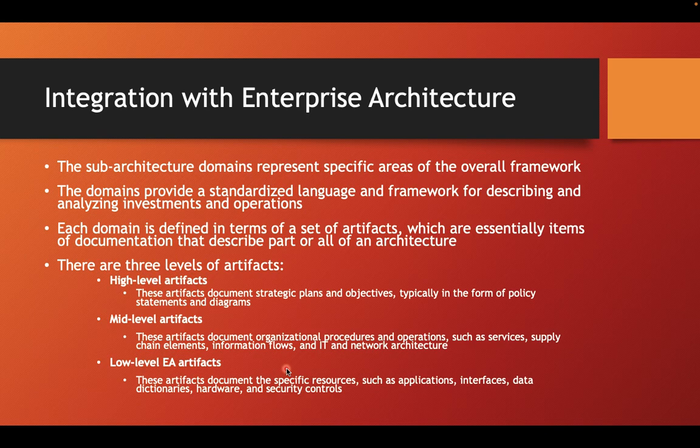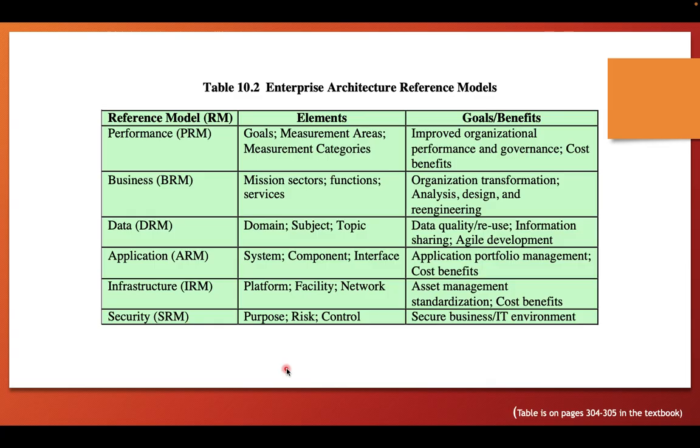Then we have the low-level EA artifacts, which document the specific resources such as applications, interfaces, data dictionaries, hardware, and the security controls. Now let's move on quickly. So we say table 10.2 is the enterprise architecture reference model.